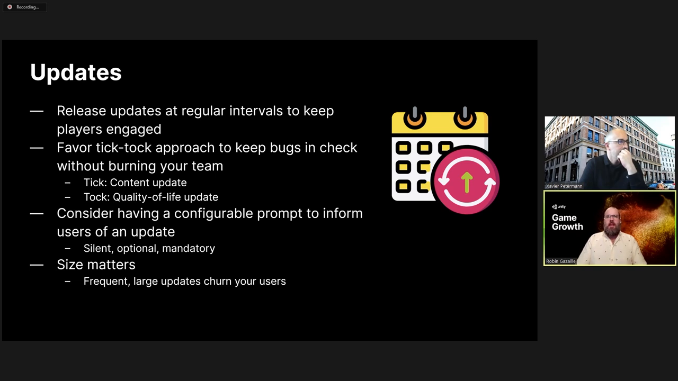Pushing regular updates can be taxing for you and your team. Consider opting for a tick-tock update strategy, where on a tick, you push new content or features, and on a tock, you focus on quashing bugs and quality of life improvements for your users. Oftentimes, maintaining interoperability between old and new versions can be tedious, if not impossible. An update prompt system can be a good investment to make sure your game is running smoothly.